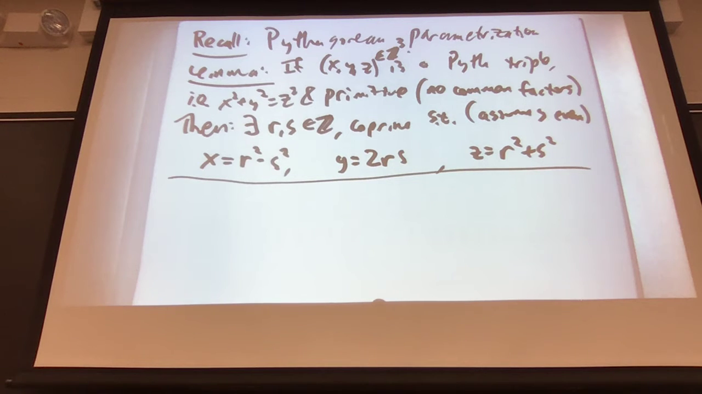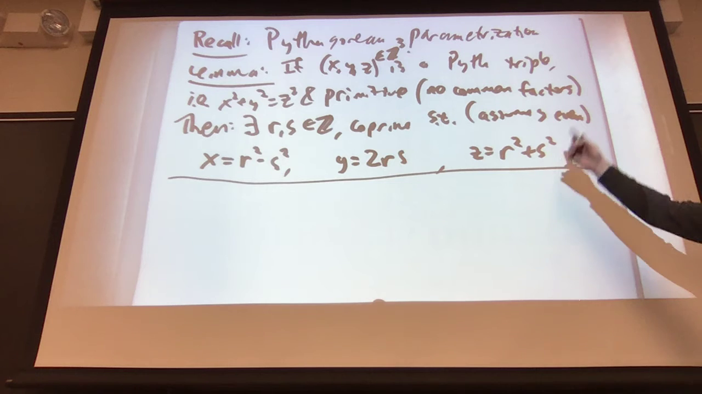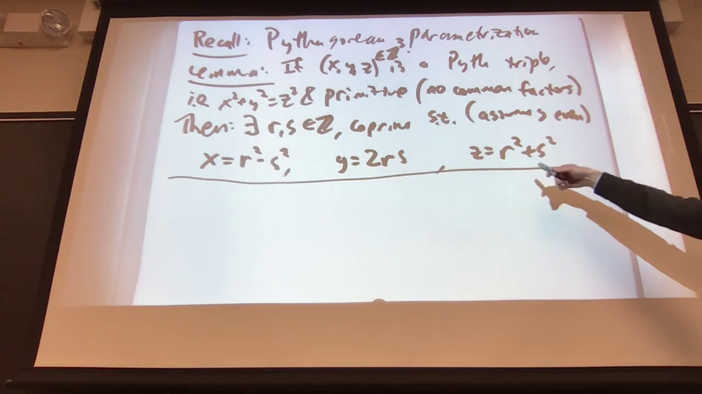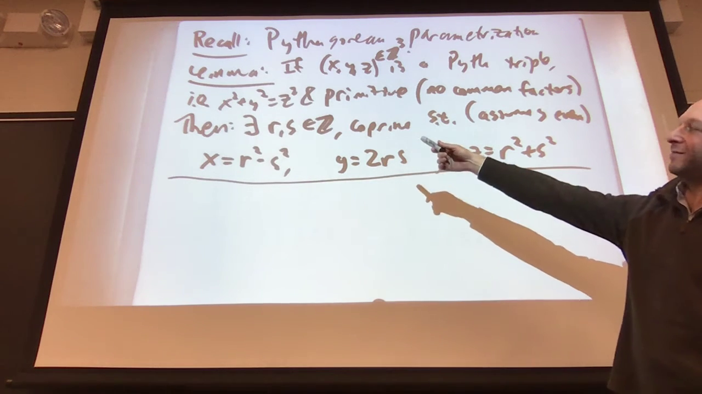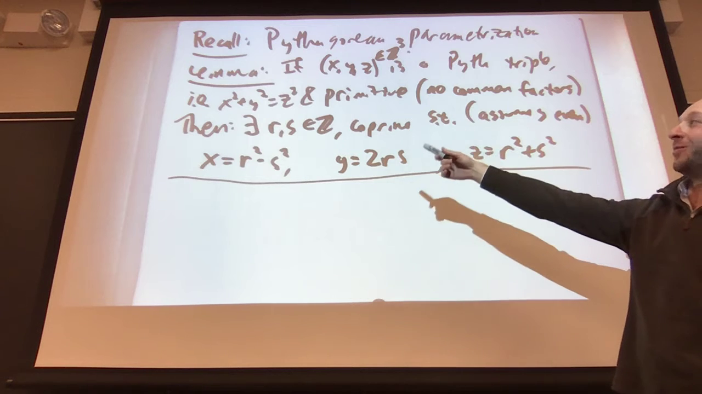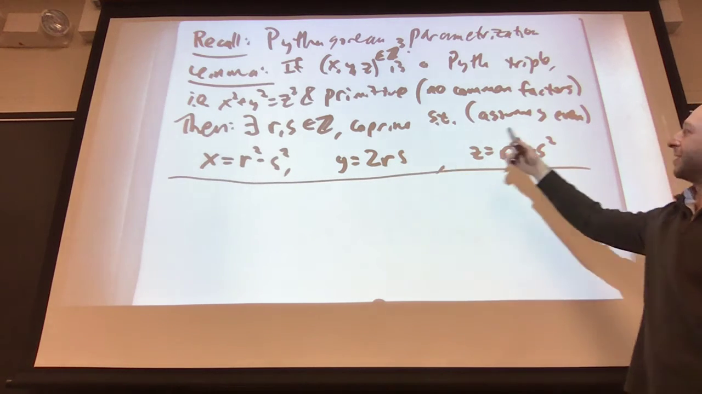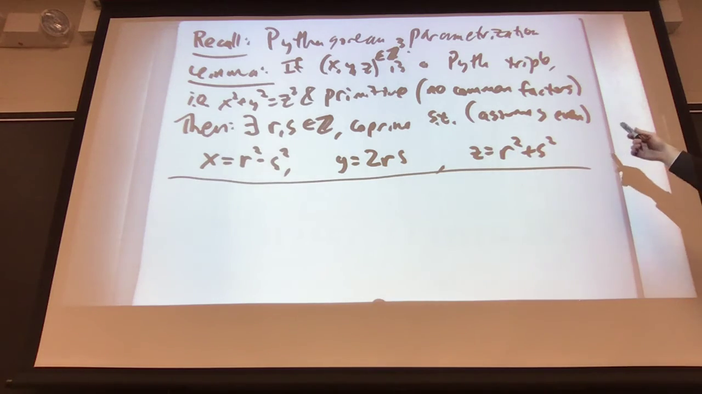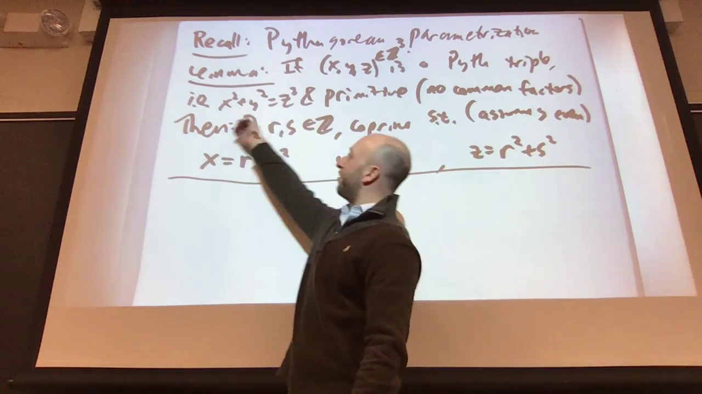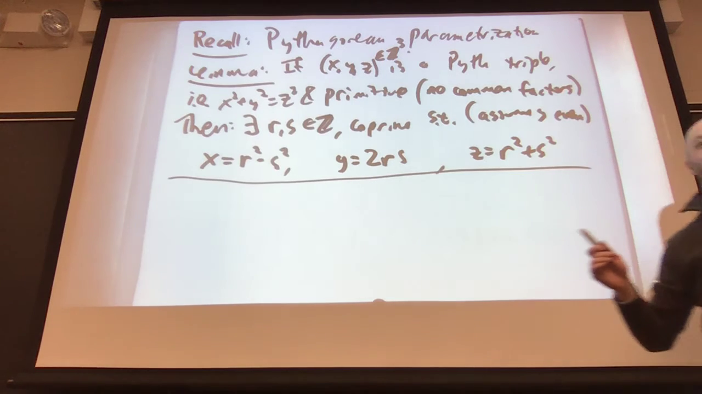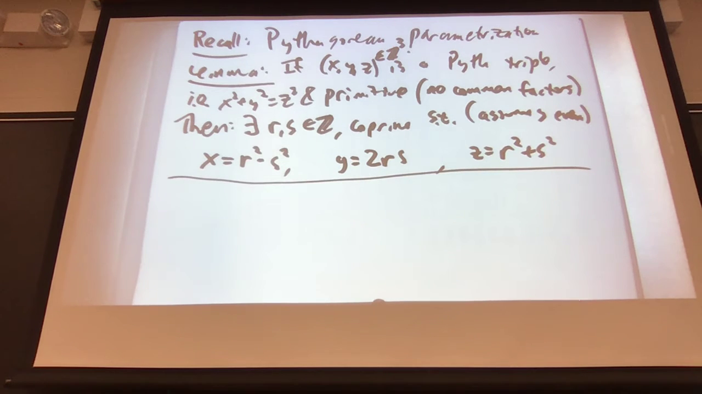So the exercise was the converse, that if you take any numbers, any real numbers, any complex numbers, r and s, and you make x equal to r squared minus s squared, y equal to 2rs, z equal to r squared plus s squared, then this Pythagorean equation will be satisfied by that x, y, and z. So that's always true. The question is, can we go backwards? And the theorem says, yes, we can.